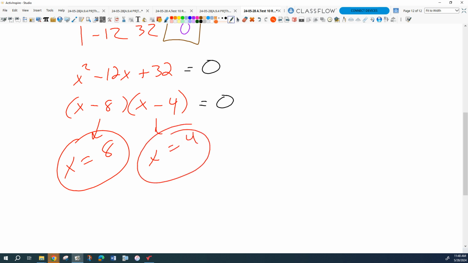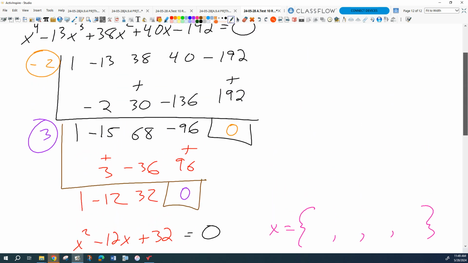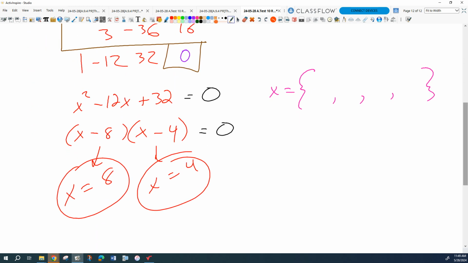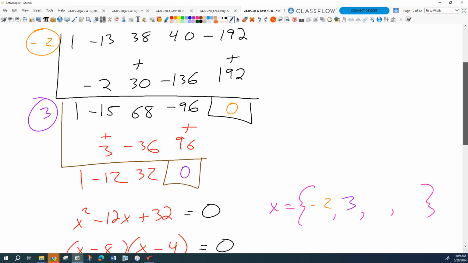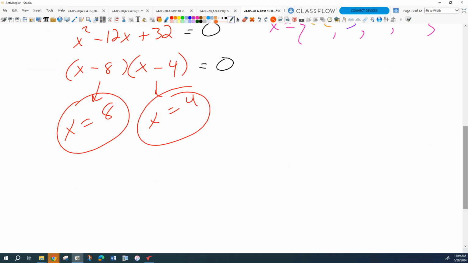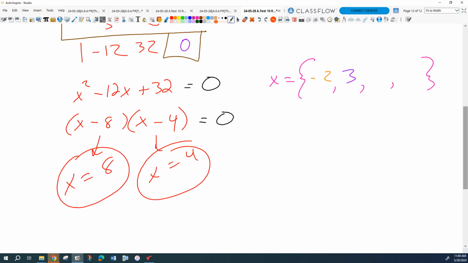Okay, so then if we wanted to write out all of our solution set here, x equals, okay, so what did we know? We knew negative 2 and 3 we already had. Right, those are the 2 we already had. What are the other 2 I got? There you go. And I got them all. Make sense? That's it.